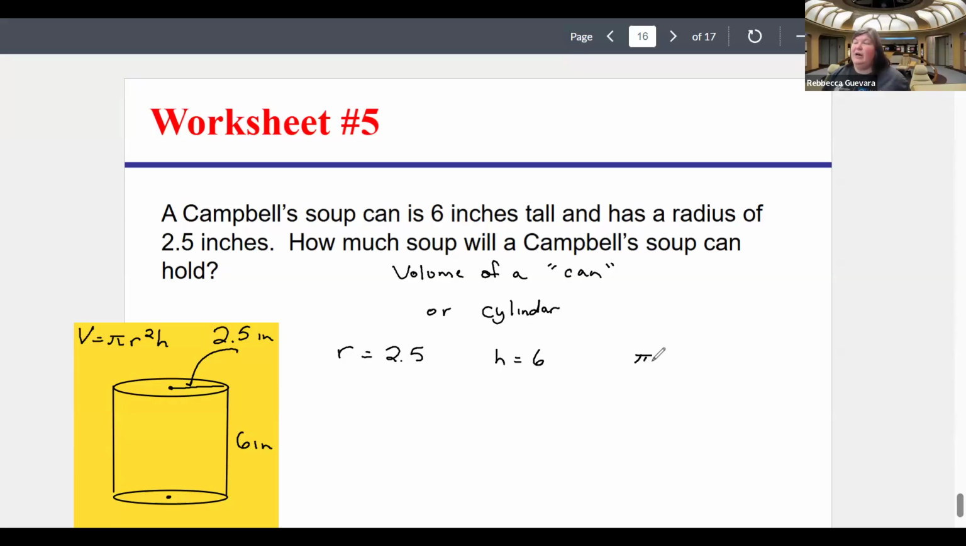And then pi, so you probably have a pi key on your calculator. The other thing you can do is replace this with 3.14, or you can even go out like 3.14159. At the very minimum, use 3.14, but you could go up further if you need to, or you can just use your pi key. So if I use my pi key on my calculator, I'm going to have pi, then 2.5 squared, and then a height of 6.